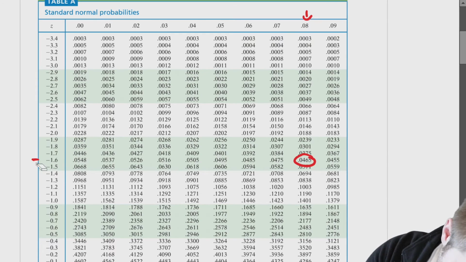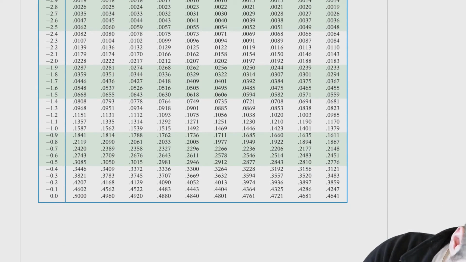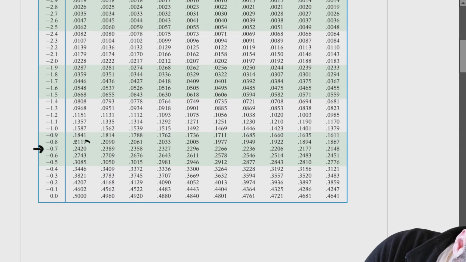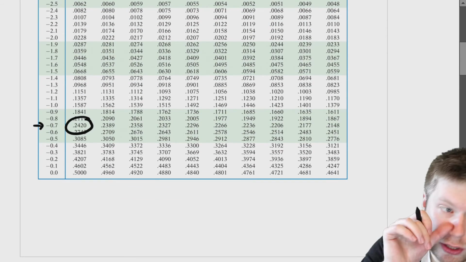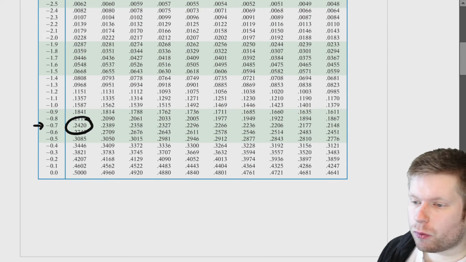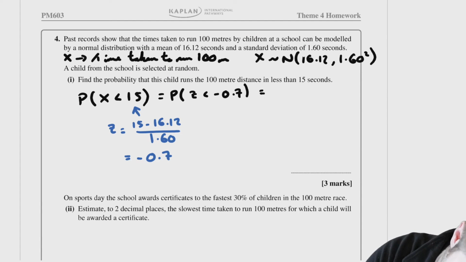Okay, so I'm going to find my tables. I'm going to find negative 0.7. So negative 0.7 lies there, and I know the first one is 0.0 anyway, 0.00 rather. So that's 0.2420.